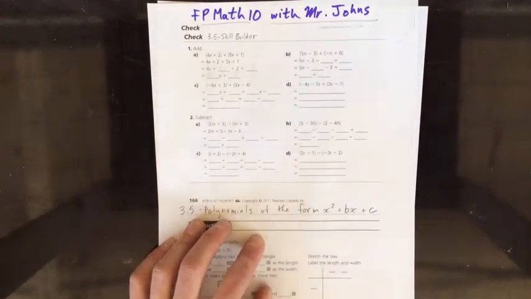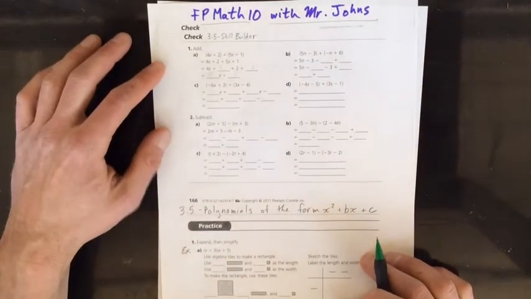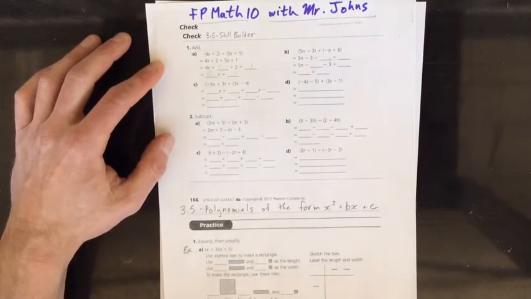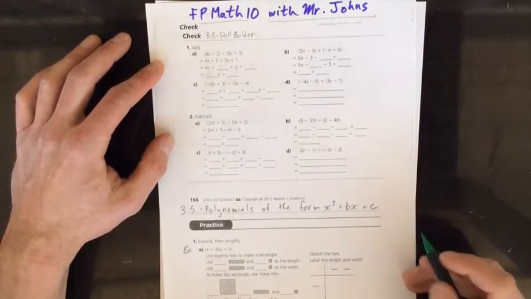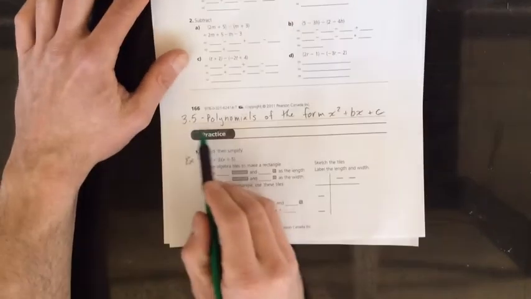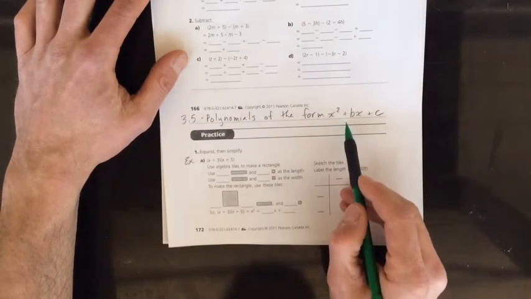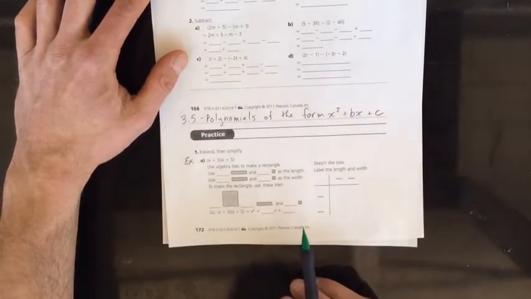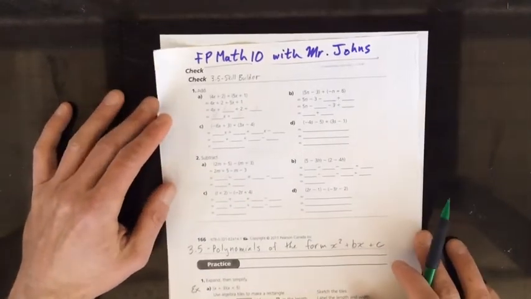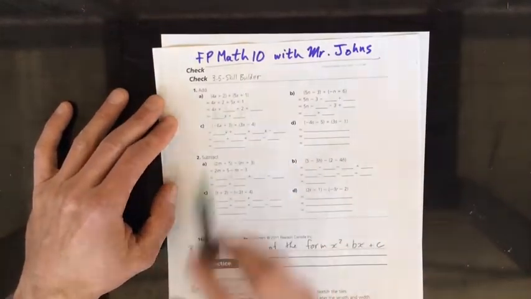Today we're going to be working on section 3.5. We're going to do a skill builder and then move right into our lesson and assignment on polynomials of the form x squared plus bx plus c. The skills we need are to combine like terms here.